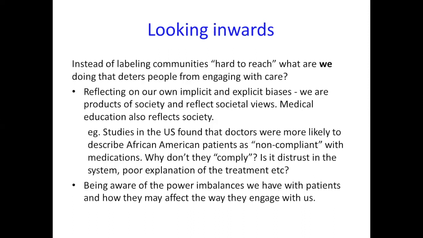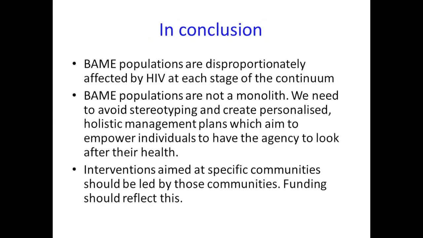So what can we do to make ourselves more approachable, as we know that patients often don't tell us everything that's on their mind. So in conclusion, BAME populations are disproportionately affected by HIV at each stage of the continuum, from HIV prevention to viral suppression and quality of life. It's important to realise that BAME populations are not a monolith. We need to avoid stereotyping and create personalised holistic management plans which aim to empower individuals to have the agency to look after their own health. And interventions aimed at specific communities should be led by those communities, and funding should reflect this.